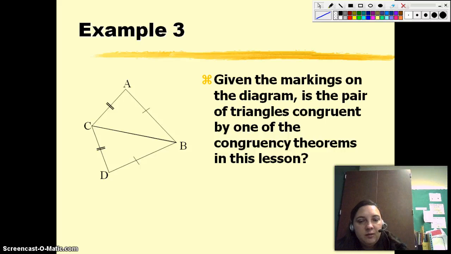Given the markings on the diagram, is the pair of triangles congruent by one of the congruency theorems in this lesson? Let's see, I have a side here, and it's marked corresponding here with DB. I have a side marked AC, and I have a corresponding side marked CD. They share BC. Well, that means it's the same side in both triangles, which I could put marks here for the third side. So yes, this would be side. And what I can say about BC is that it's reflexive, that it equals itself because it's shared in the triangle.